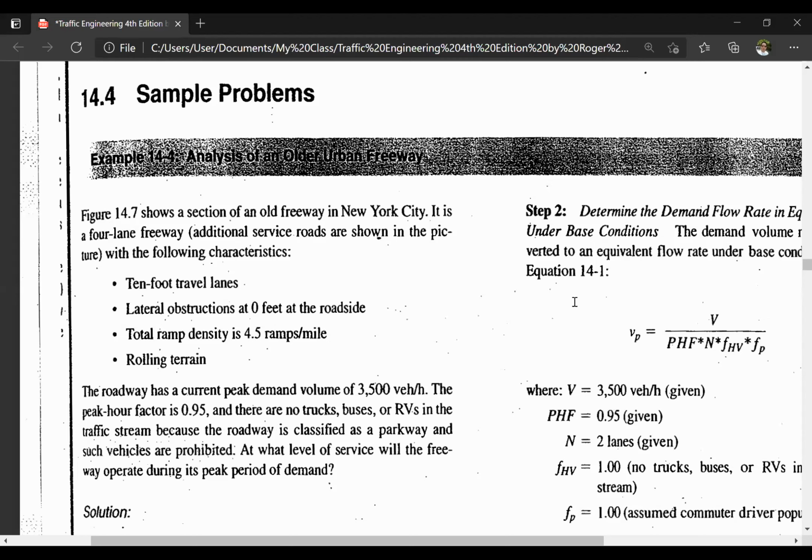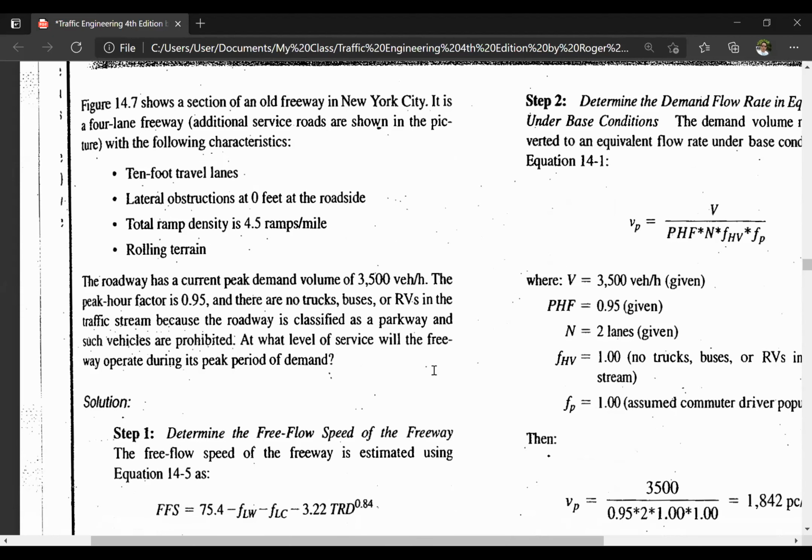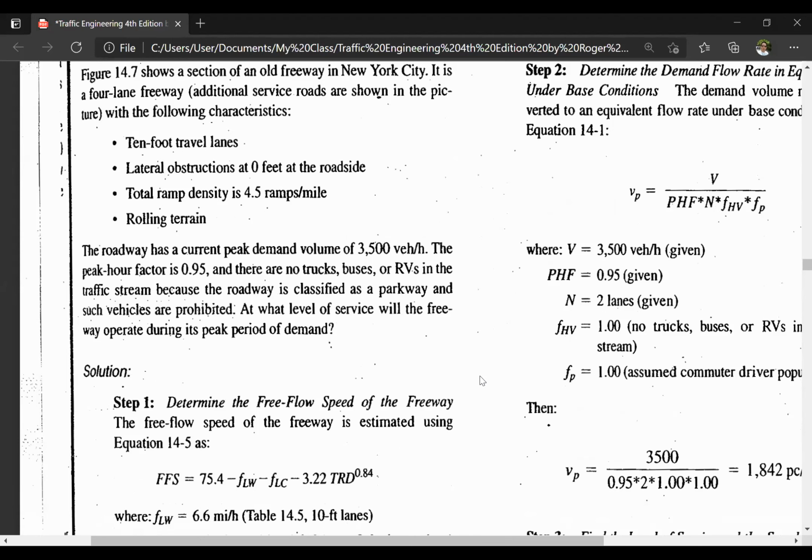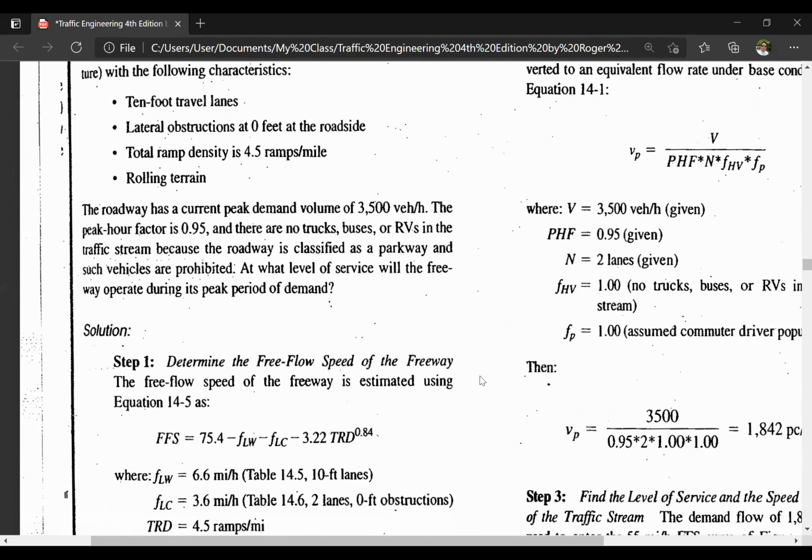In New York City, this is an old freeway. It is a 4-lane freeway with 10-foot travel lanes. Lateral clearance is 0. And the total ramp density is 4.5 ramps per mile. The terrain is level. The roadway has a current peak demand volume of 3,500 vehicles per hour. Peak hour factor PHF is 0.95, and there are no trucks or buses or RVs in the traffic stream.